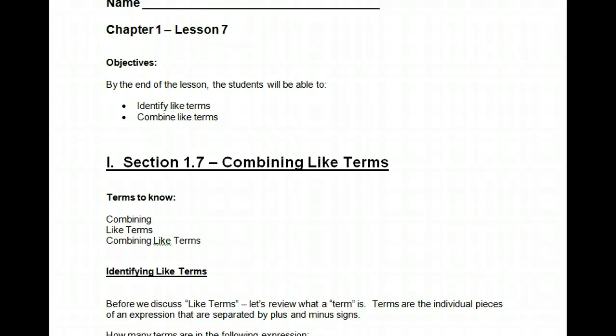This is Brianne Pernick. In this lesson, we are going to work on identifying like terms and combining like terms. Now, throughout the sections that we have worked on so far, you have heard me talk about these vocabulary words and even explain them a little bit.